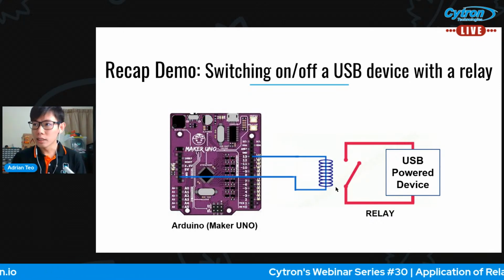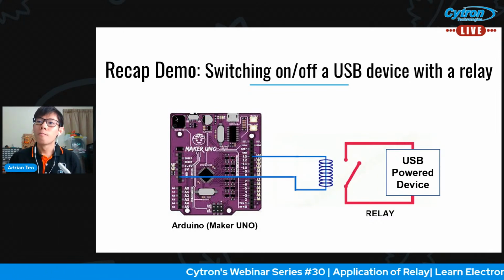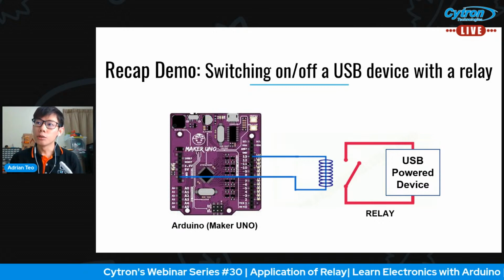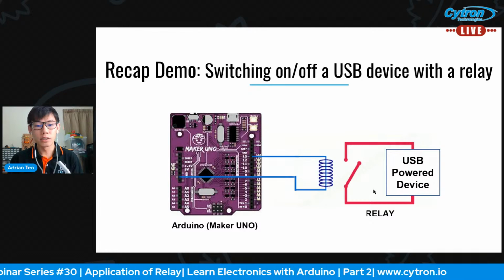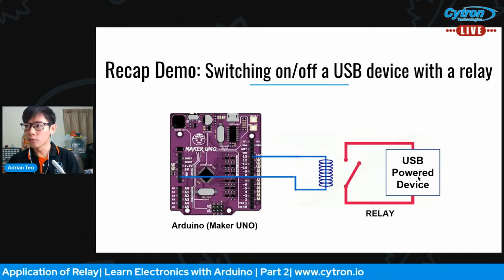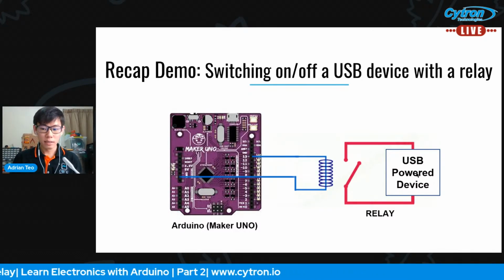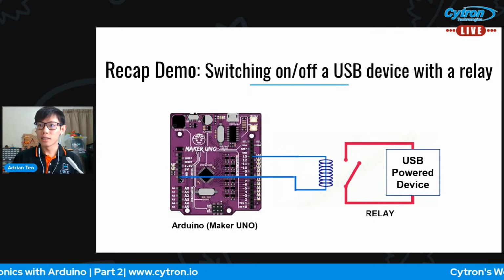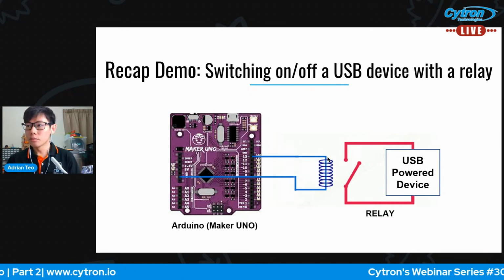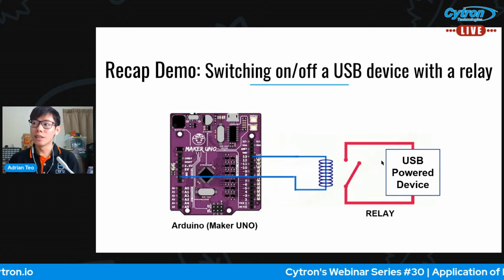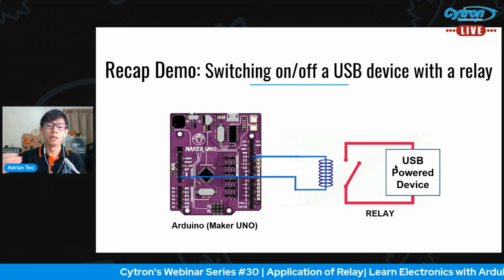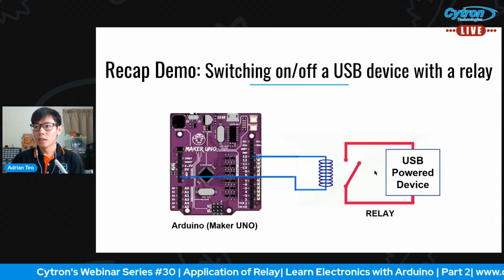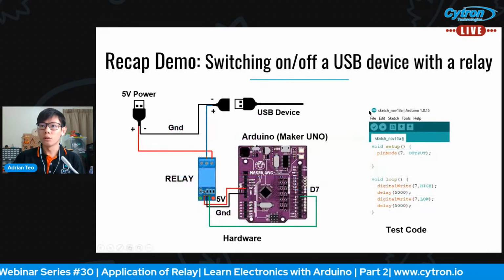So in this schematic here, a very simple schematic, my Maker Uno is going to control a relay, and then my relay is going to turn on and off this USB device. Okay, you can see I power my relay, and then my relay is going to control my USB device whether it receives power or it doesn't receive power. A more specific schematic will look like this.